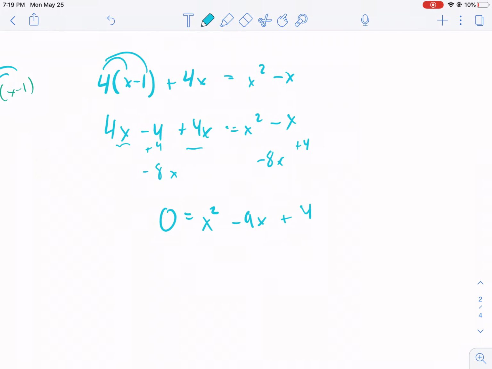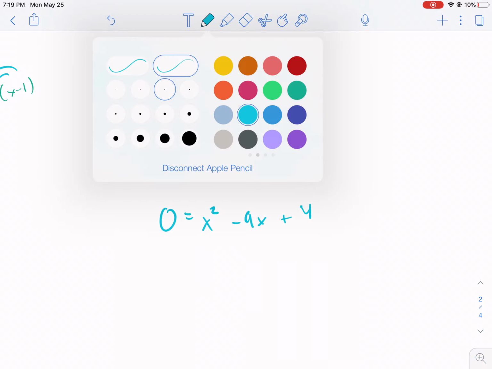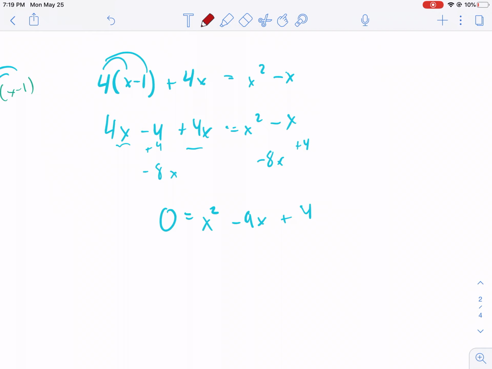Can this be factored? Always check to see if it can be factored. In this case, there's no factors of 4 that also add up to give you negative 9. So guess what? We need to use the quadratic formula here. Not fun, but that's just how it is. A equals 1, B equals negative 9, and C equals 4. We have our A, we have our B, and we have our C.